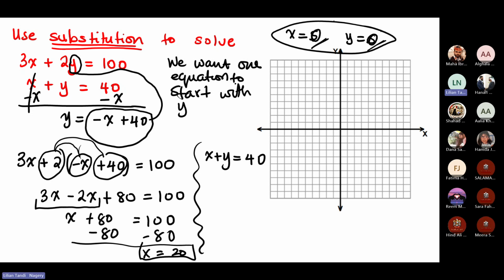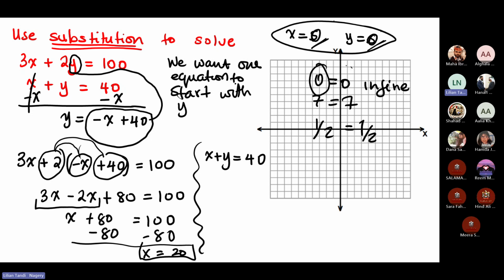Did we understand each other? Yes. And when we didn't have X and Y, if your answer is now 0 equals 0, this is infinitely many solutions. It doesn't matter if only 0. It can be 7 equals 7. It can be half equals half. If this number is the same as this number, your answer is infinitely many solutions.